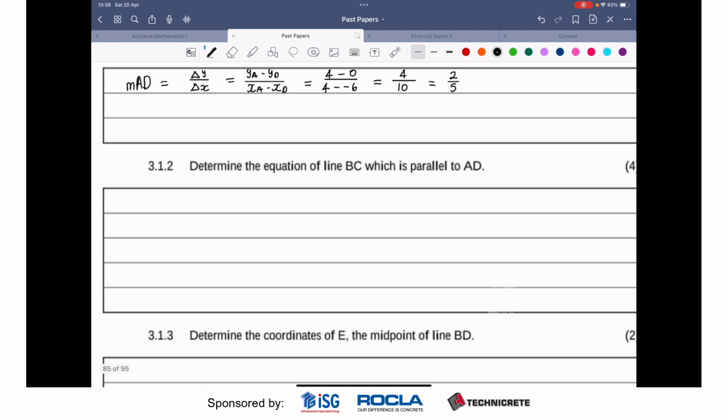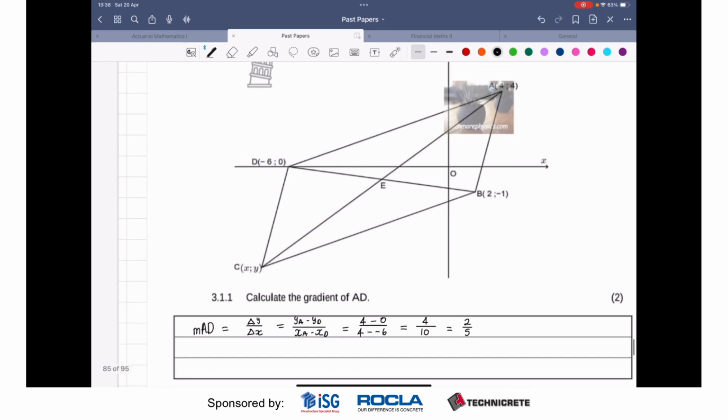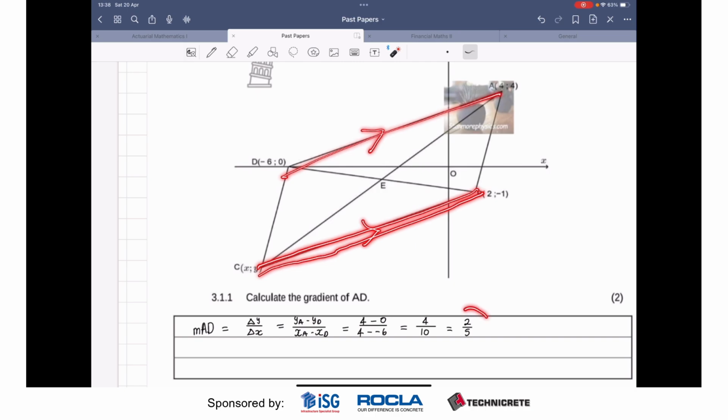In the next question, determine the equation of the line BC, which is parallel to AD. So I want the equation of this line BC, and I'm told that it's parallel to AD. So straight away I know that if these two are parallel, they have the same gradient, so m of BC is going to be equal to m of AD, which we just found to be 2.5. And then I'm just going to use my equation of a line, which is y equals mx plus c. I'm going to use B, because I just need one coordinate that lies on the line to be able to get the equation of the line. I need one coordinate and I need the gradient.